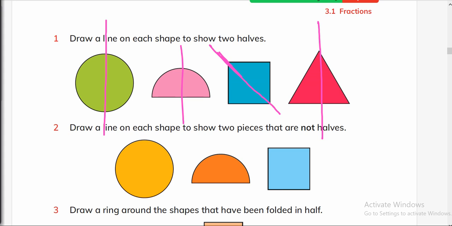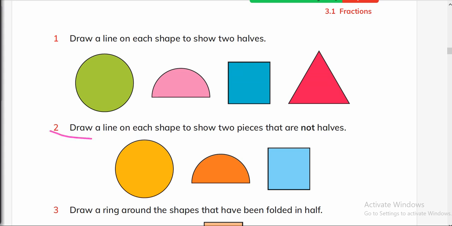Okay, when we cut a shape into two equal halves, this line is also called a line of symmetry. The shapes are divided into two symmetrical portions. What is this called? This is called a line of symmetry. And we cut the shapes into halves.